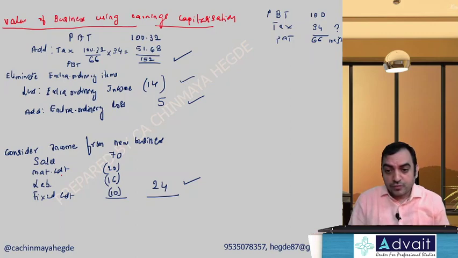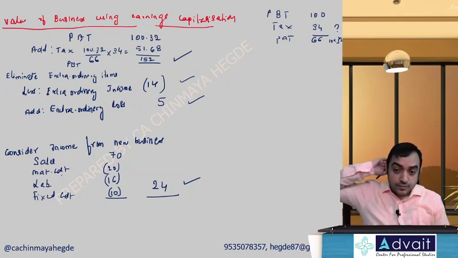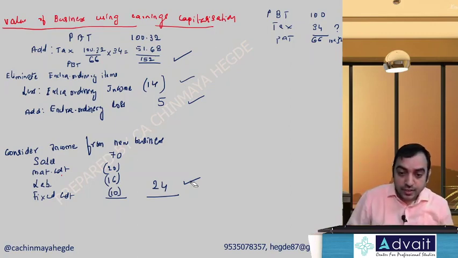167. 152 minus 14 plus 5. Okay, 167 you get. Fine. 167. This is profit before tax.